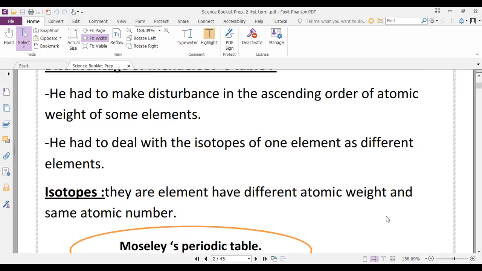So try to repeat again the disadvantages of Mendeleev's table. He had to make disturbance in the ascending order of atomic weight of some elements. He had to deal with the isotopes of one element as different elements. What's meant by isotopes? They are elements that have different atomic weight and the same atomic number.